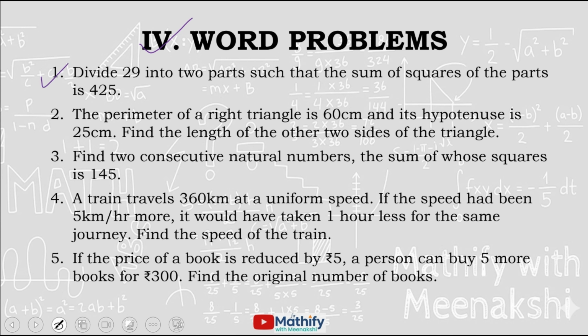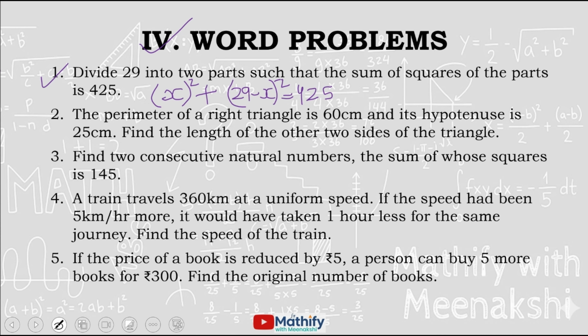First, divide 29 into two parts. That means one part can be x and second can be 29 minus x, such that sum of squares is 425. Now you can solve this further. I'm just telling you the equation. First equation. After that you can simplify.